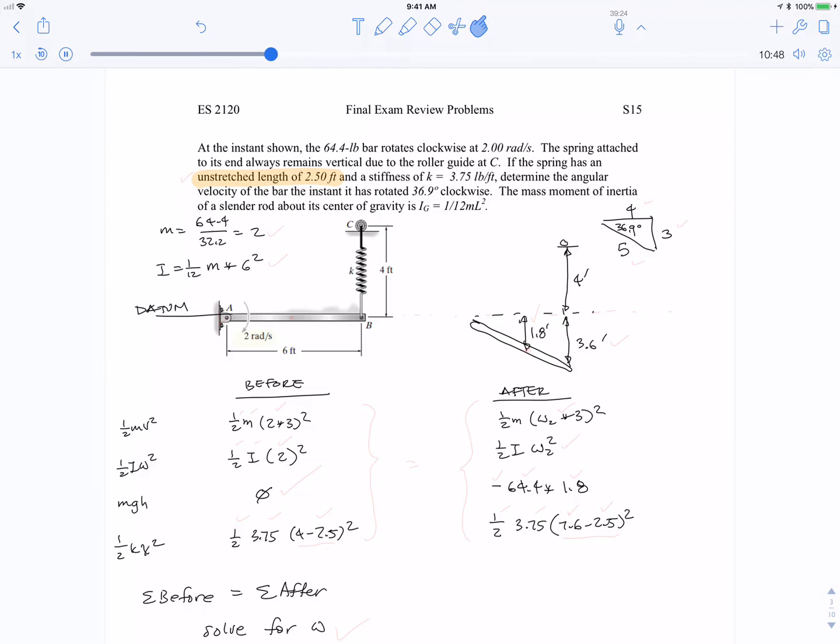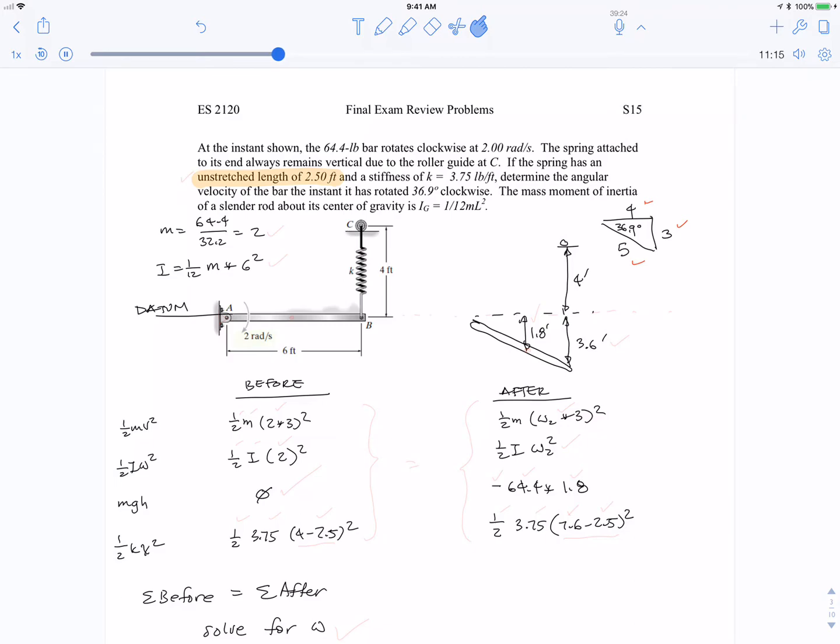So you have a starting position, and there's weights dropping, there's springs stretching. This is definitely an energy problem. The first thing I did was 36.9 degrees. That sounded familiar. I took the tangent of that and it was 0.75. That means it's a 3, 4, 5 triangle, so that'll be handy to know later.